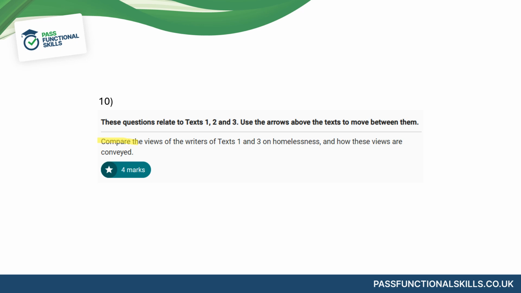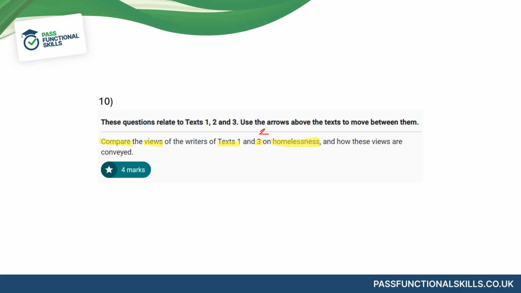So the first thing, where our first 2 marks come from, is a detailed comparison of the views expressed in texts 1 and 3 on the topic of homelessness. So views is just another way of saying opinions and the points of view. So what are the opinions of the writers on homelessness and how are these similar or different? Remember, we could have some similarities across the 2 texts and we could have some differences as well. So make sure that you look for both, and if there are both, then write them down. So that is our first 2 marks there.